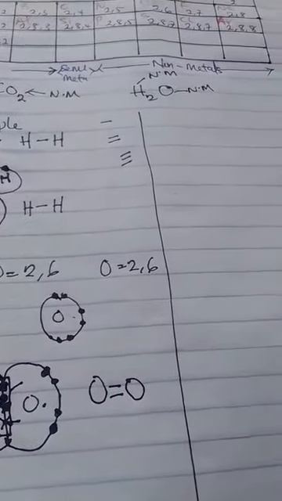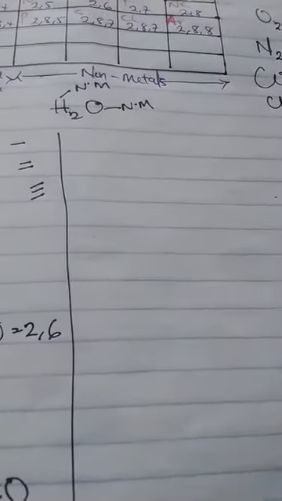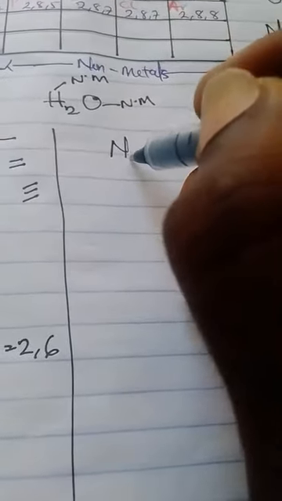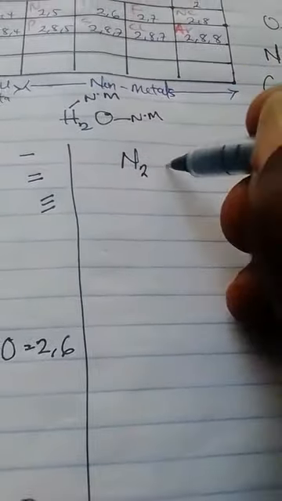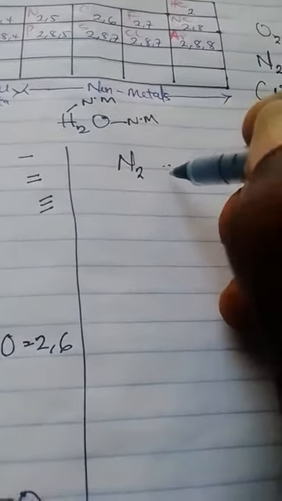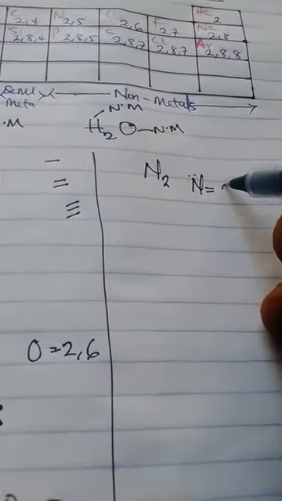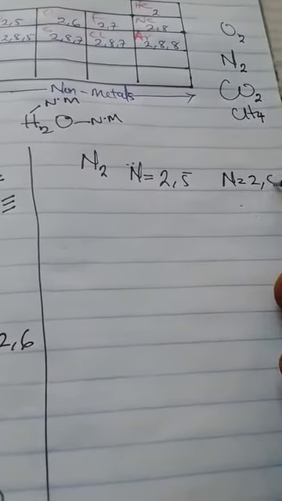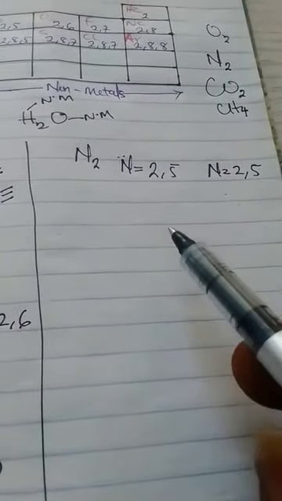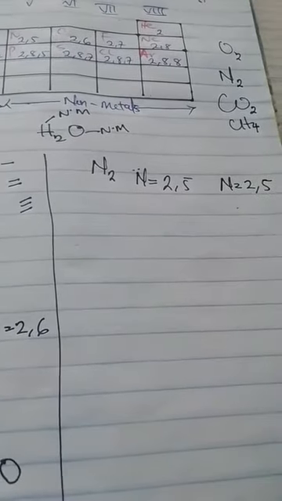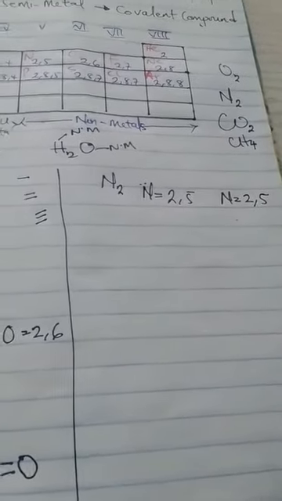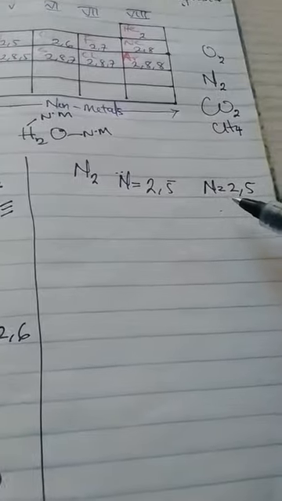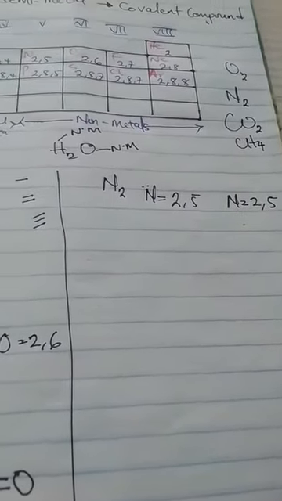Okay, so now let us try nitrogen gas. If I may ask you, a nitrogen gas is between 2 nitrogen atoms. So we have N, which is 2,5, and then you have another N, which is 2,5. Now how many does nitrogen need? You will tell me it is 3. It needs 3 to become octet. This nitrogen also needs 3 to become octet.